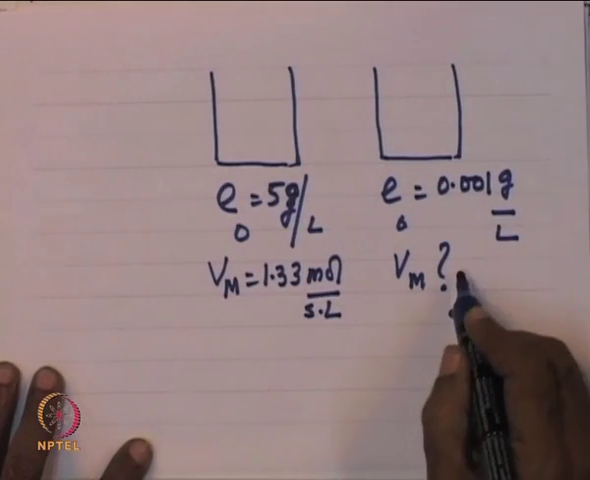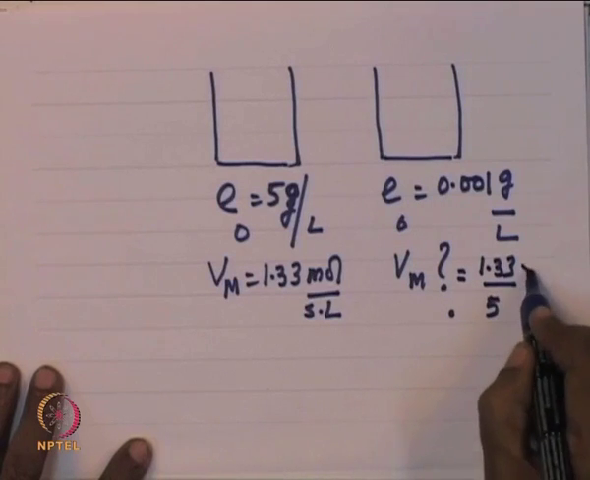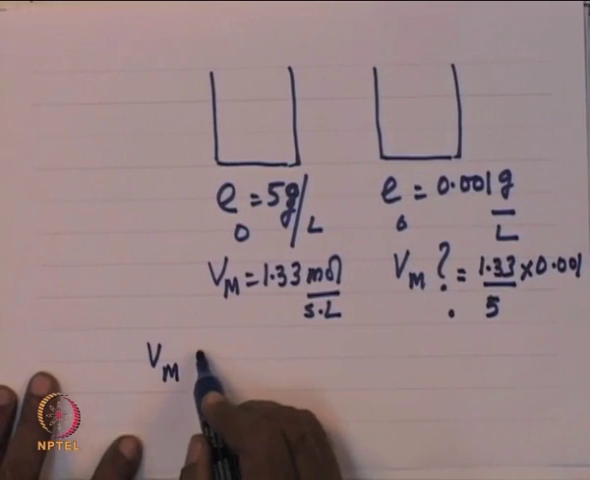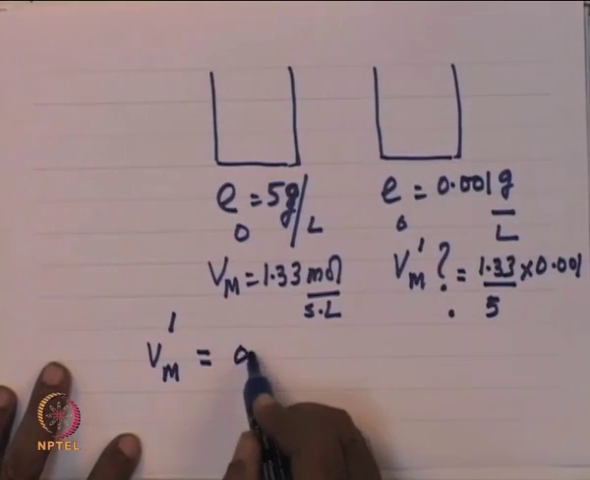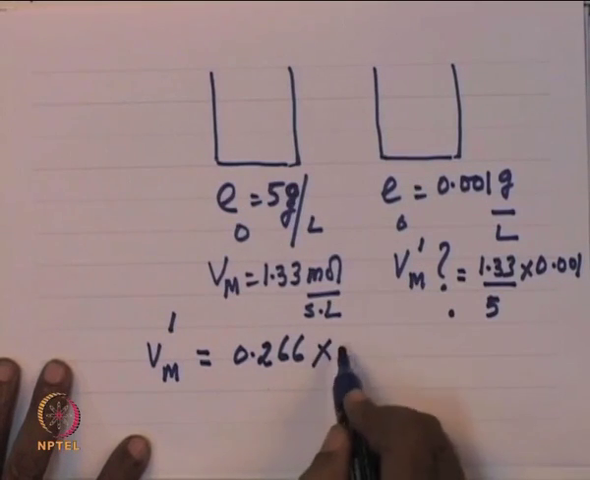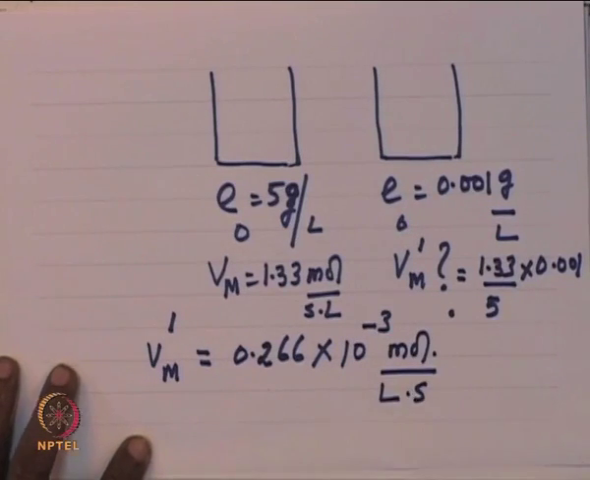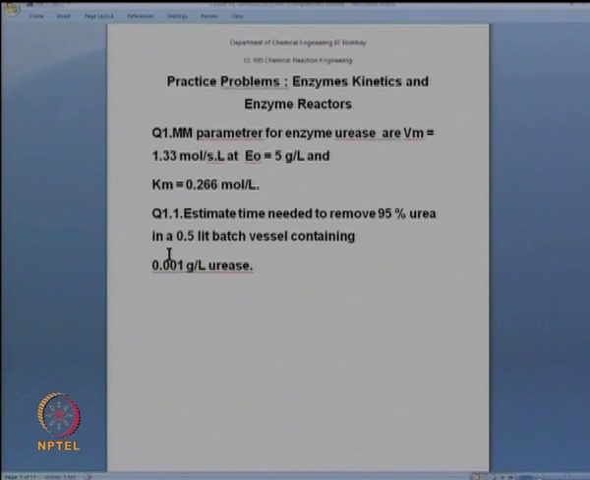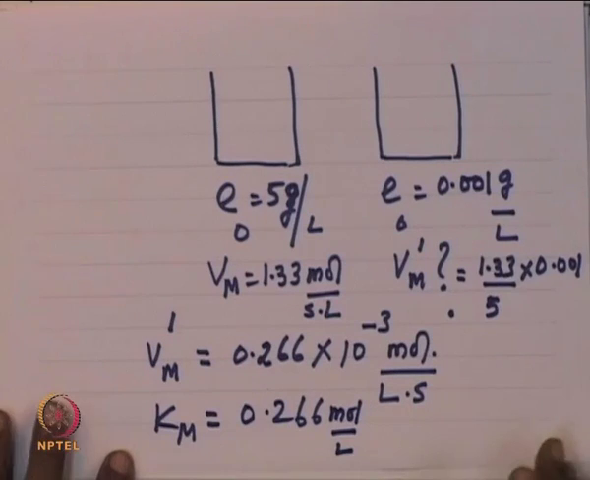So, Vm here is 1.33 divided by 5 multiplied by 0.001. So, Vm for our case, I will call it Vm dash just to distinguish, is 0.2 × 10⁻³ mole per liter per second. Now, Km does not change, Km is given. Km is 0.266 mole per liter.